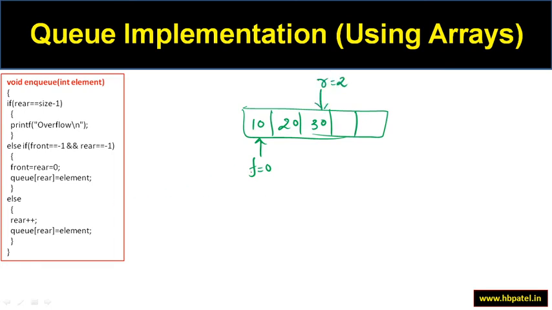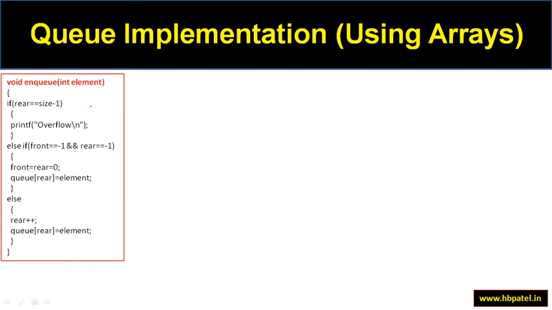And in this case, if I wish to add 40 into it, what will happen? The rear is incremented by 1. So now instead of 2, rear is 3. Rear is first incremented, and then this 40 is copied into rear. So this is the normal situation. So now we have all 3 situations. First is queue full, second is queue empty, and third is the regular normal situation wherein it's not full or empty. So this is how the Enqueue function works.